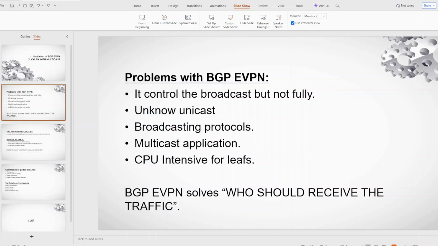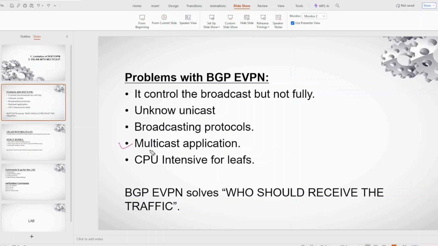Second thing is broadcasting protocols. There are some protocols that use broadcast by design, for example DHCP, NetBIOS, or certain VM discovery mechanisms as well. In this case, there is no specific destination host, so EVPN cannot convert it into unicast. The leaf must distribute this traffic to all the VTEPs belonging to that VNI. So again, in this case we have some flooding in the network, right?